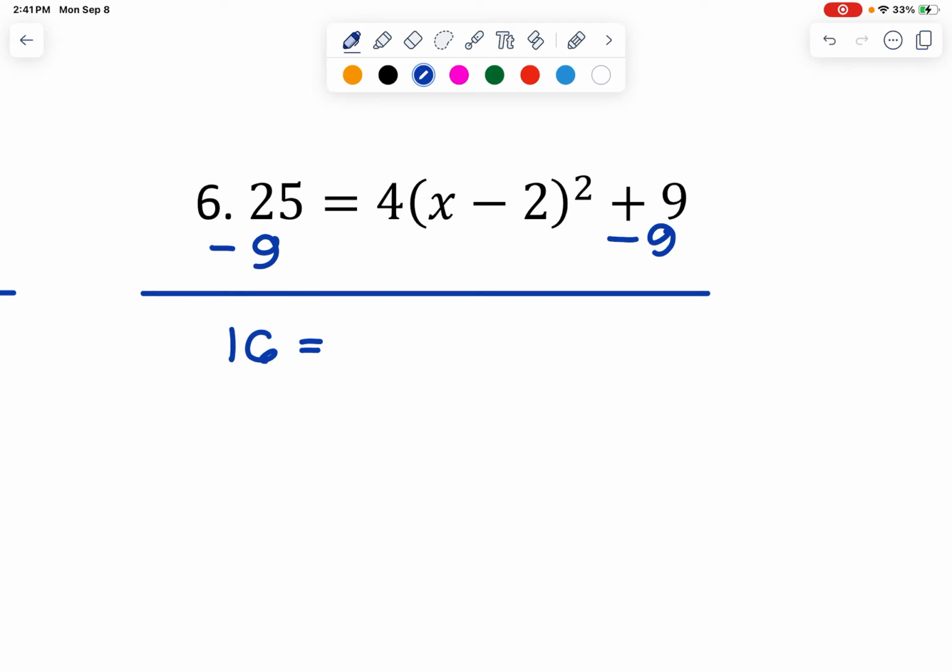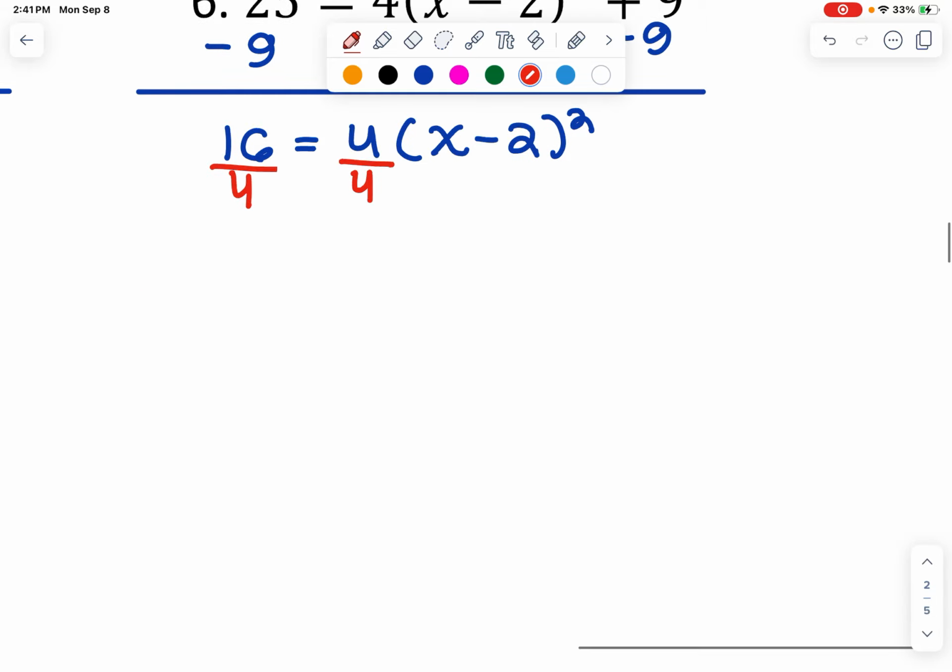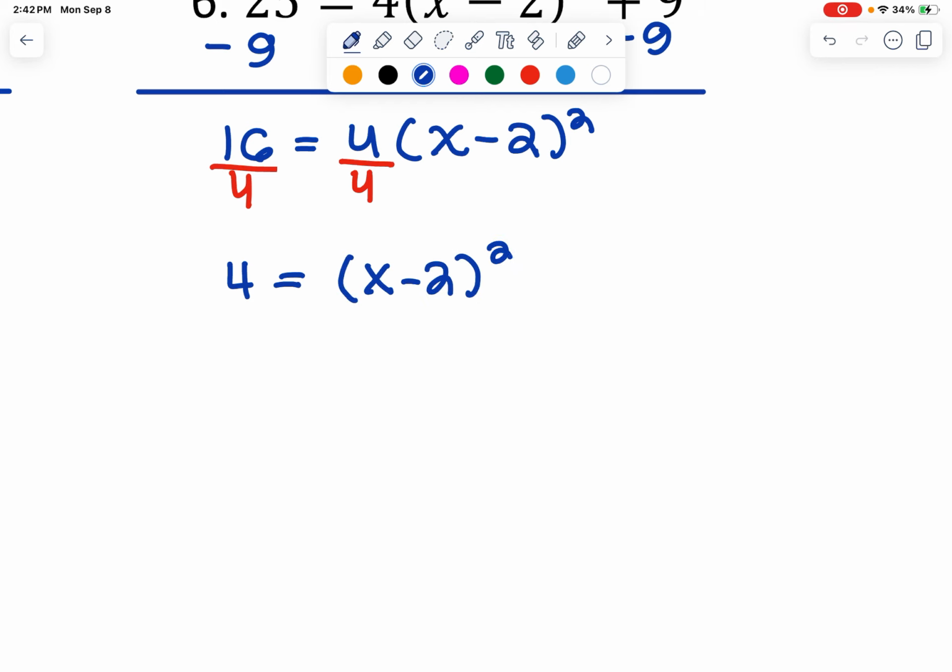16 equals 4 times the quantity x minus 2 squared. All right, so now I can't square root yet because that 4 is in front, so I'm going to divide both sides by 4. I have 4 equals x minus 2 quantity squared, and now I'm going to square root to solve. Plus or minus, the square root of 4 is 2, equals x minus 2.